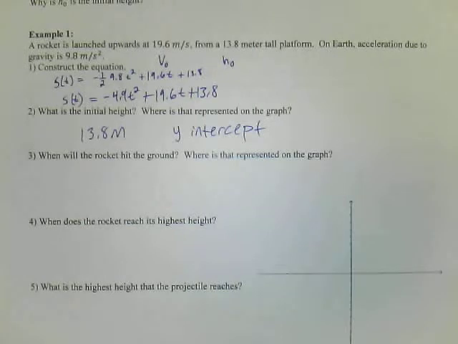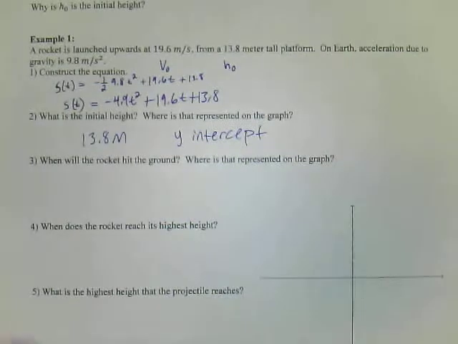All right, when will the rocket hit the ground, and where is that represented on the graph? Well, let's actually start with the second question. Where is that represented on the graph? So when the rocket hits the ground, that's when the height is 0. And when the height is 0, when the y value is 0, that's when we have an x-intercept. So if we want to know when the rocket will hit the ground, we need to find, or I guess in this case, the t-intercept, because our horizontal axis is time now. We need to find when the height is 0.